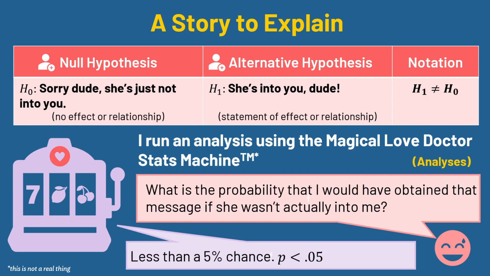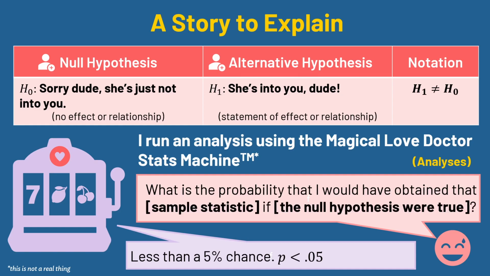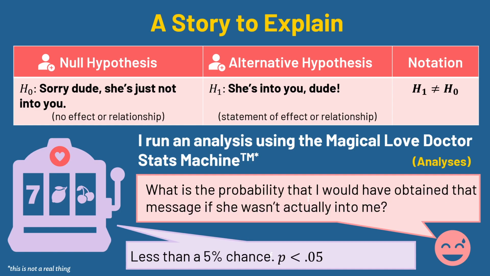And it says less than a 5% chance, p is less than 0.05, right? And so that is exactly what we're talking about when we talk about p-values. This example is weird, I'll give you that, but it is actually an accurate depiction of p-values. And I think that's something people often miss or misinterpret when we're teaching or learning about these. In a more literal sense, what is the probability that I would have obtained that sample statistic if the null hypothesis were true? In this case, it just so happens that the sample statistic was that message, and the null hypothesis was that there's nothing there. She's just not that into you.